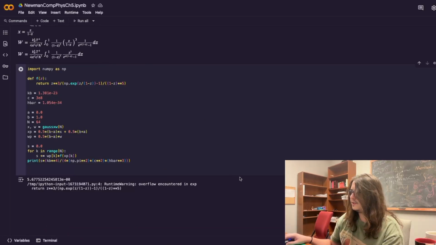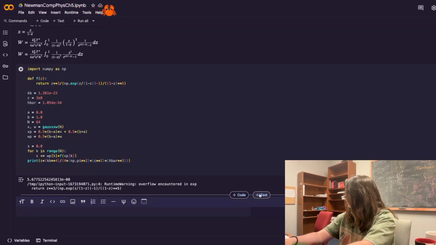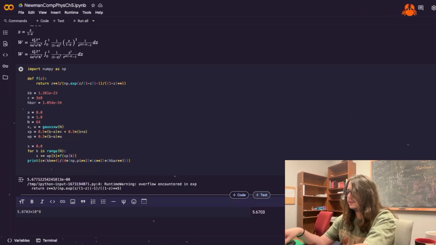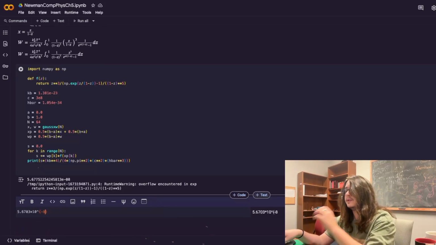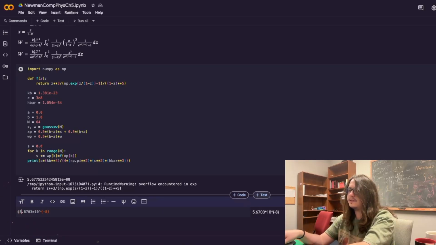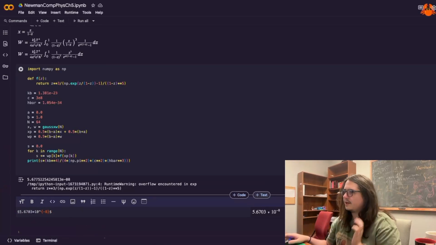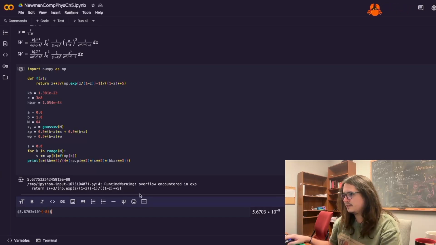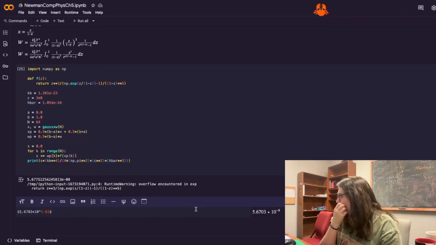I will say that the more accepted value of the Stefan-Boltzmann constant is 5.6703 times 10 to the minus 8. So, I mean, we got a pretty close answer considering how small the number is. So I'm not too worried that we got 0.677 instead of 0.670. I think it's pretty good.